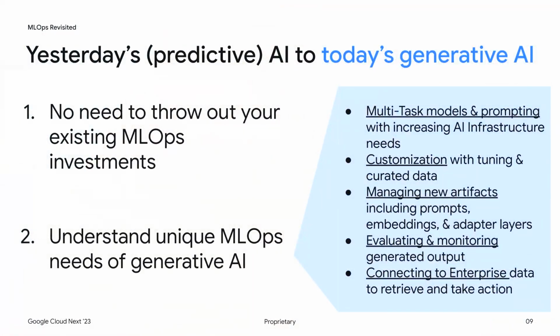However, I think we need to acknowledge that generative AI does introduce a lot of unique properties and characteristics that we need to really rethink and really upgrade our MLOps strategy. Large pre-trained models, pre-trained multitask with increasing AI infrastructure needs. New ways to customize models, not just training, but tuning, customizing those models. Evaluating and monitoring not a single prediction, but huge chunks of generated output, images, chat logs, and really connecting these models to fresh and relevant data from other systems.